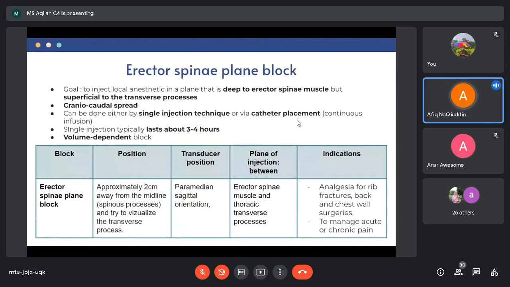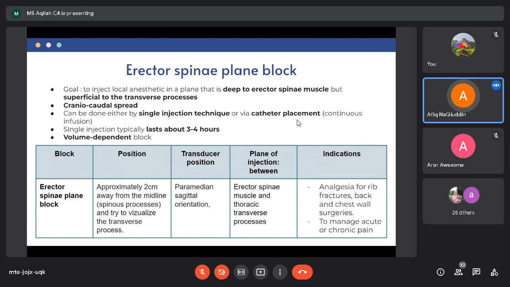The third one is the erector spinae block. The goal is to inject the local anesthetic in a plane that is deep to the erector spinae muscle but superficial to the transverse process. This erector spinae block has a cranial caudal spread, and there are two ways to do it: either by single injection technique or via catheter placement.